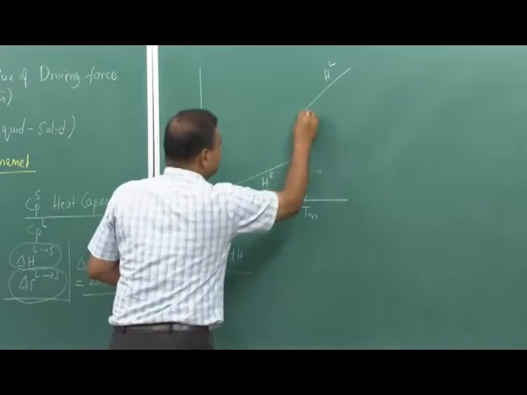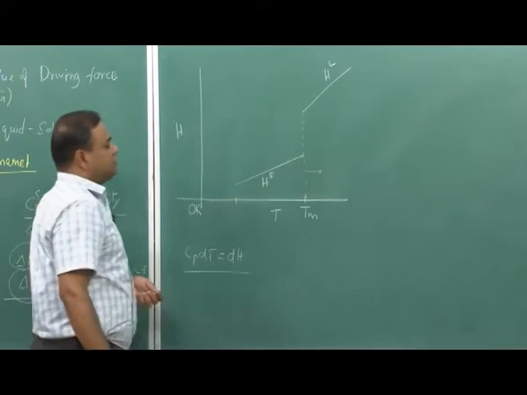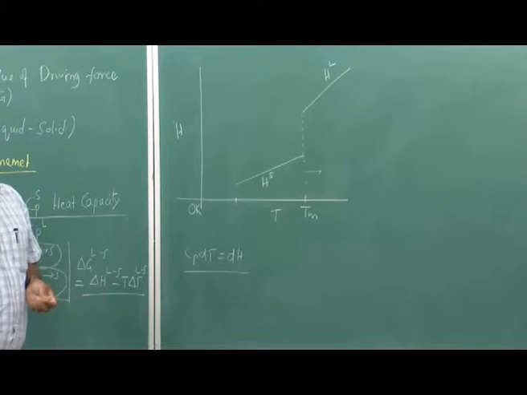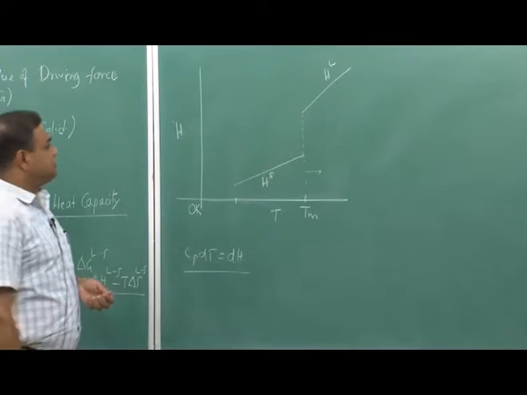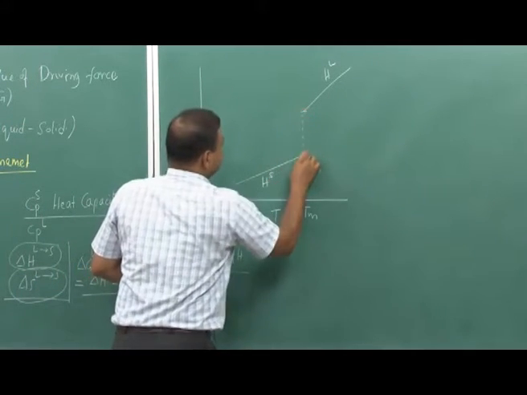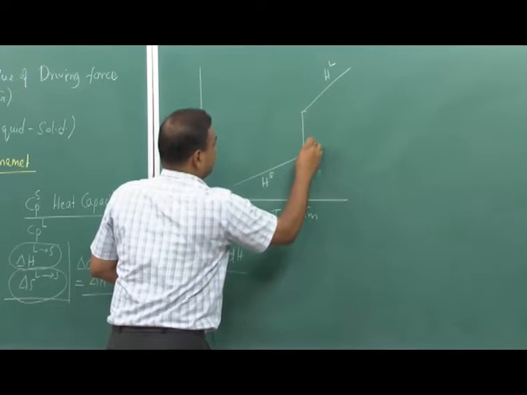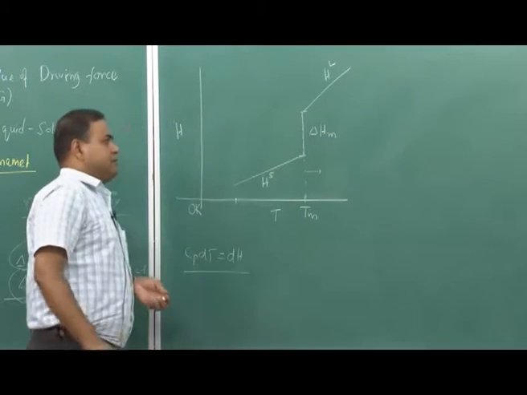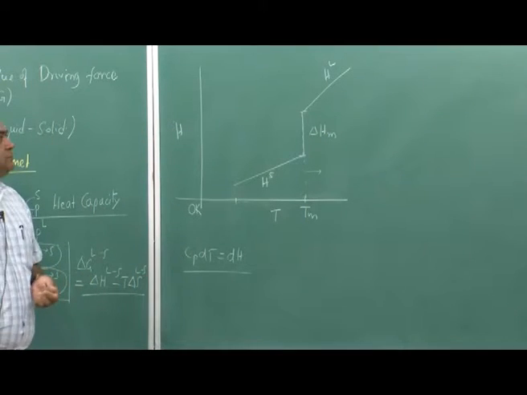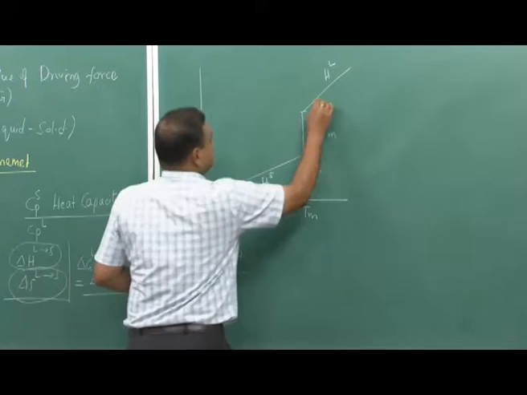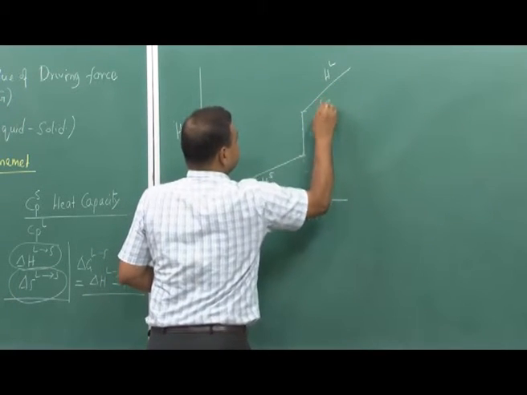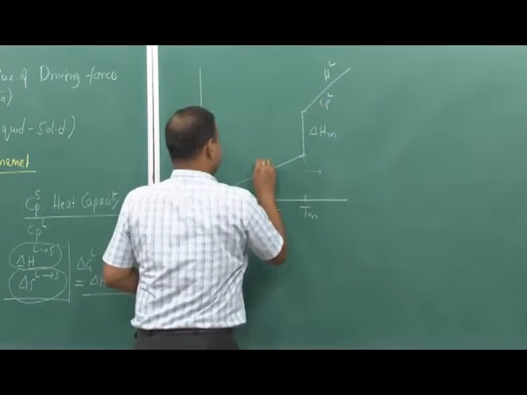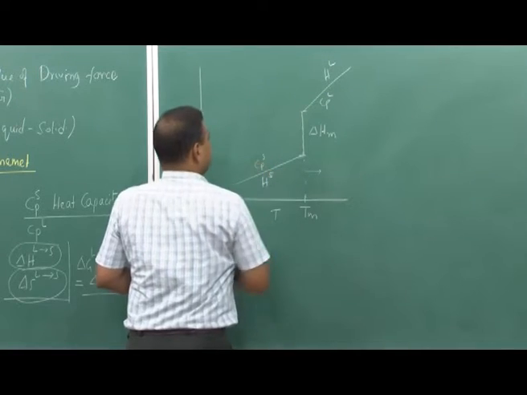And as we know, the melting is a first degree transformation, first order transformation, and at that time there would be a sharp drop which we call the enthalpy of melting. Now, from this we can get Cp information: this is Cp of liquid, this is Cp of solid.